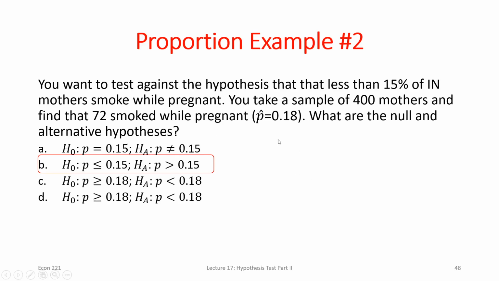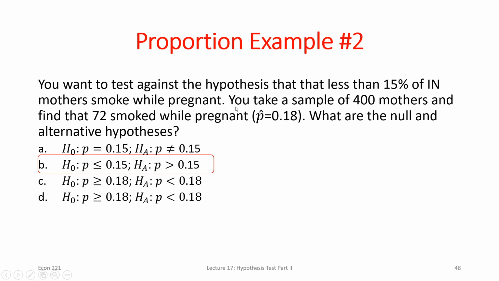So let's say you want to test against the hypothesis that less than 15% of Indiana mothers smoke while pregnant. Up to this point, I've always set these up as what you want to test for. What you want to test for is the alternative. What you want to test against is the null. So here, my null is that the population proportion is less than or equal to 15%, because that's what I'm testing against.